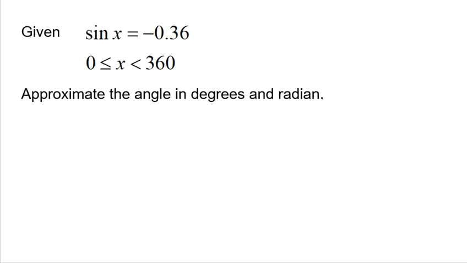Given sine of x equals -0.36, and it does tell me that x is a positive angle from 0 to 360. So I'm definitely a positive angle. I'm not negative. I'm from 0 to 360. Find the angle in degrees and in radians. Well, that's just a matter of switching my mode. So what is x? X is an angle. Angles go into sine, cosine, tangent. What is the -0.36? That is a y coordinate from the unit circle where this angle stopped.